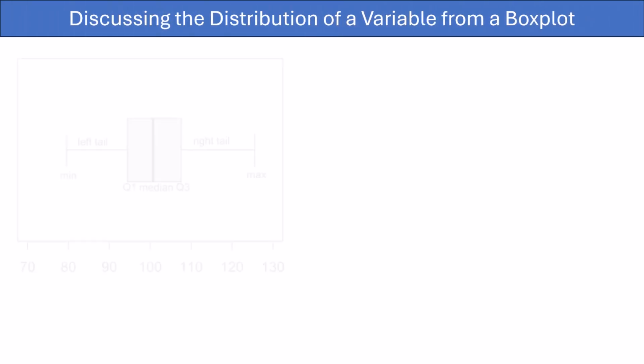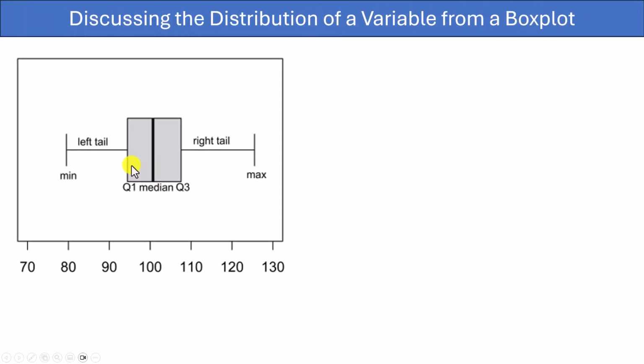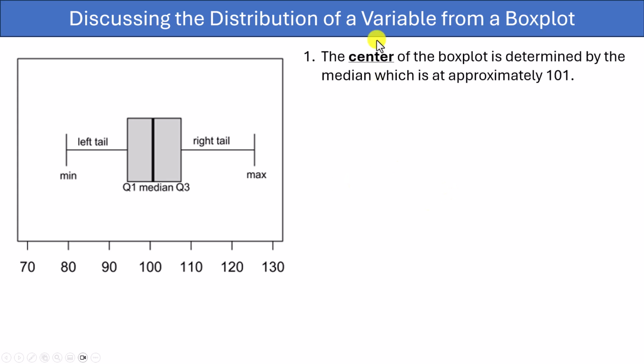All right, so here's another example of a box plot or a box and whisker plot, and we're going to discuss all 4 components of the distribution of a quantitative variable. So first, we can assess the center by looking at the median of the box plot. We can't really tell the mean, but we can tell the median, which is the line down the middle of the box plot. In this case, we could say the center, or the median, is at approximately 101.